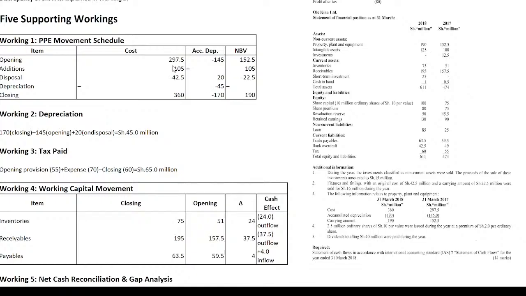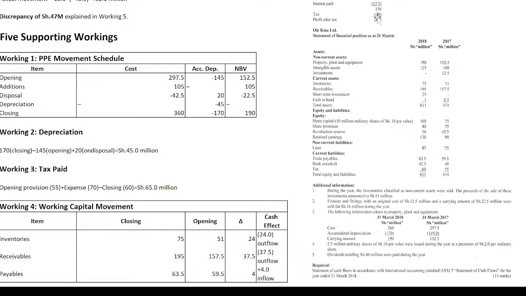To get the additions, since we have the closing amount, you add this 297, subtract 42, and then take it from the 360. That's why we are going to get 105 as our new additions. So we have done working 1 and 2. For the tax, we are given the opening, which is 70. Let me see, the opening provision, which is 55. Then you have the expense from our income statement.